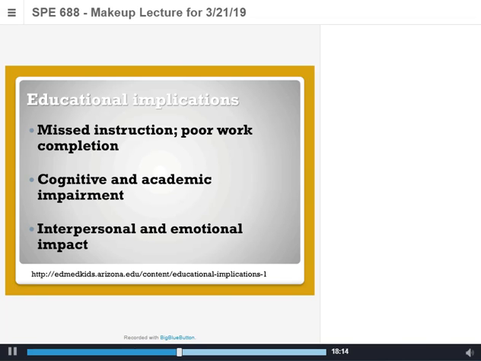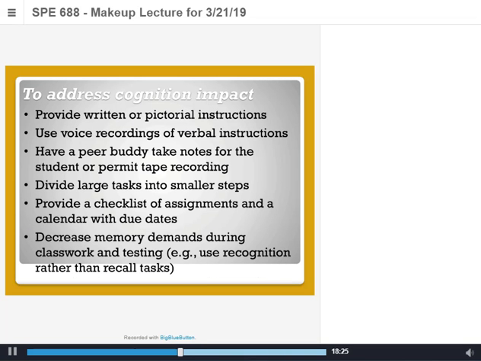So just to summarize, some possible educational implications: missed instruction, poor work completion, cognitive and academic impairment, interpersonal and emotional impact. So now let's go a little deeper about how we can address the cognition impacts. So now we know how they might be impacted at school. So now what are we going to do about that?